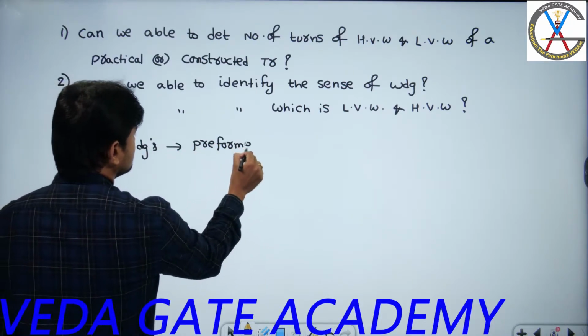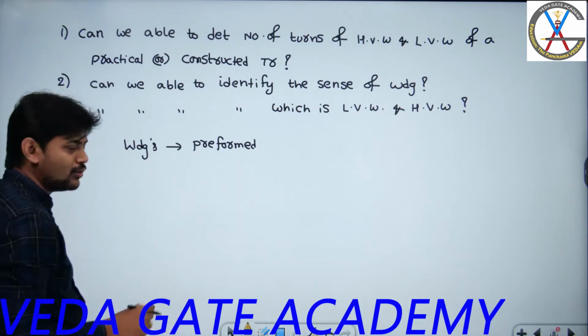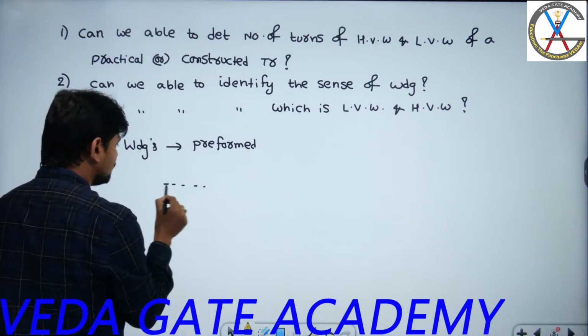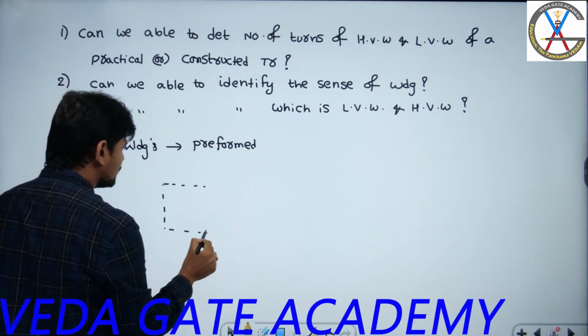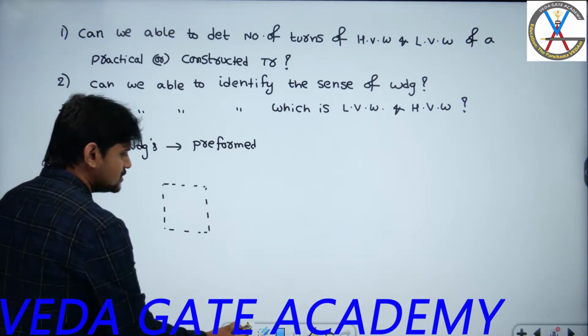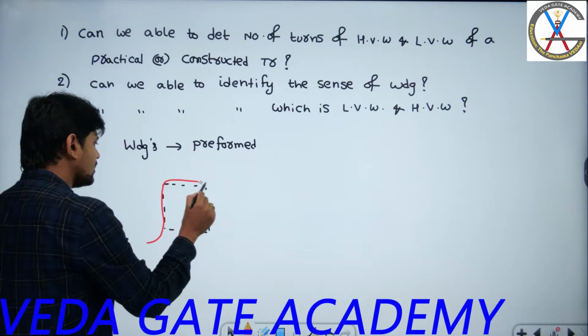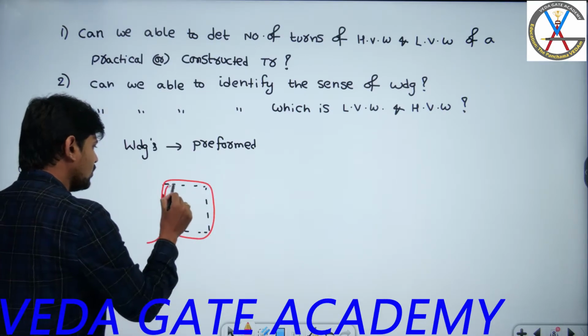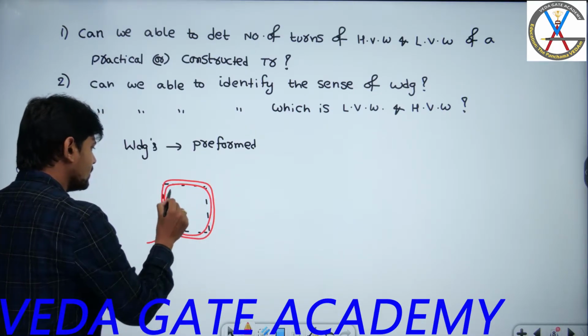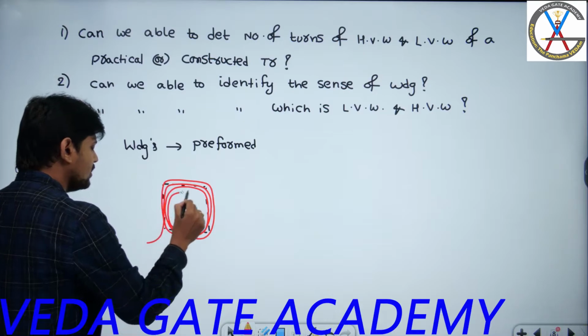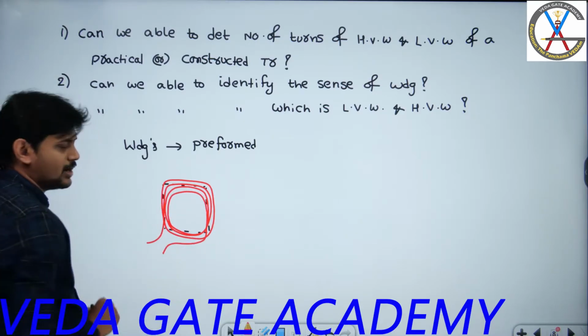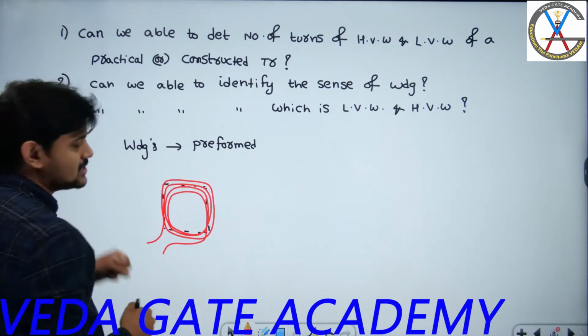Okay, the windings are preformed. That means we are going to take some reference structure. Let me take a simple reference structure in this fashion, on which I am going to wind the winding according to my requirement of the number of turns. I am going to wind the winding and I will take it out of this reference structure.